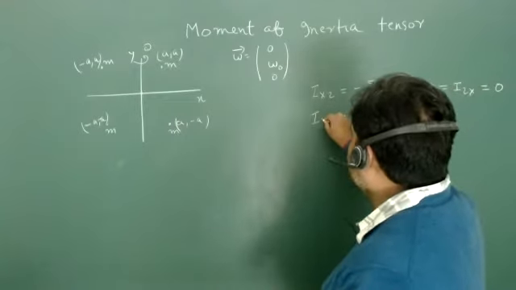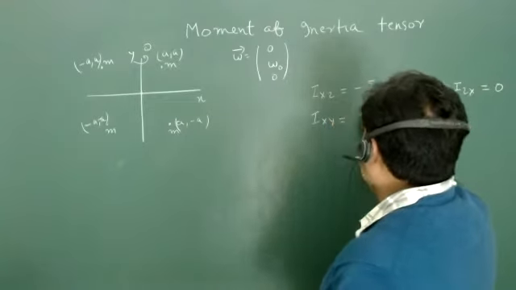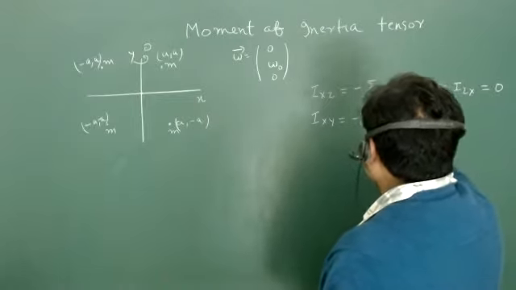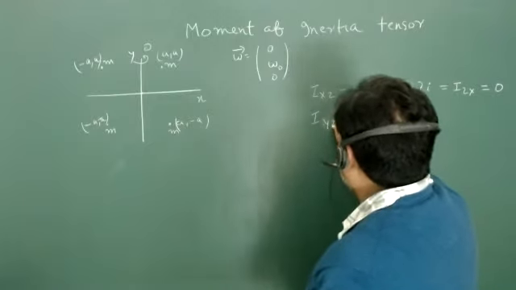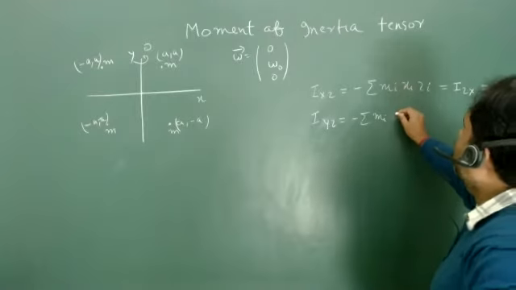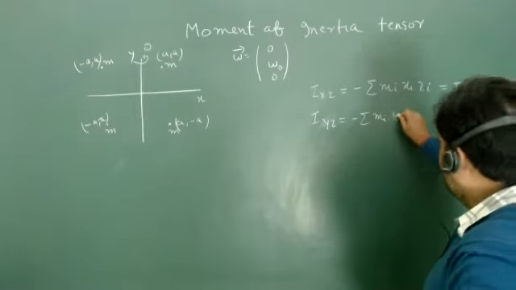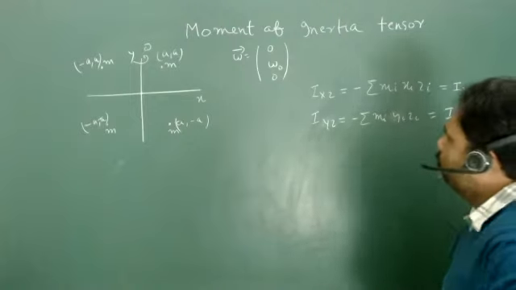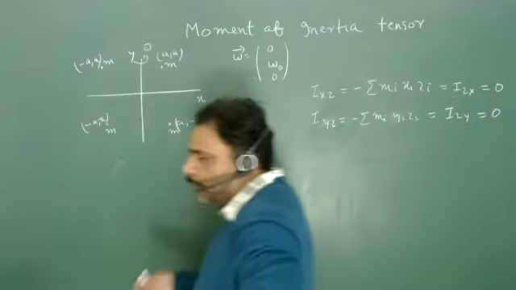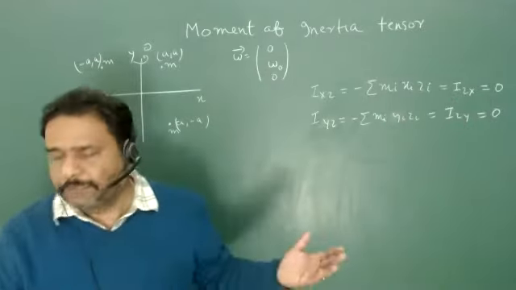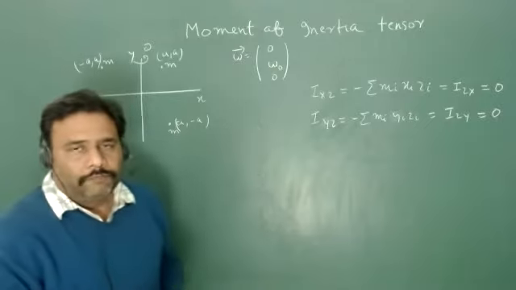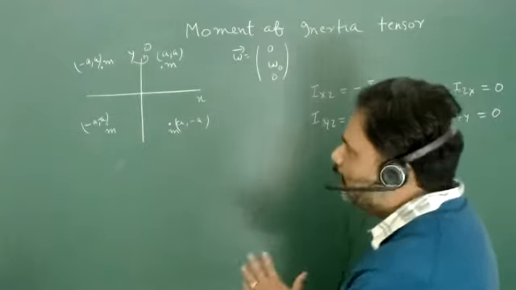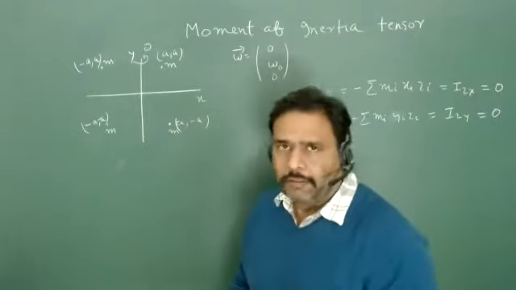What is the other term which is going to be 0? Iyz. Very good. So this is summation over minus mi yi zi, and Iyz is equal to 0. This is also Izy, which is also 0. So these 4 terms are 0. We can say this just from inspection. Now we have to calculate the diagonal terms and one off-diagonal term. The other will be the symmetric of this.